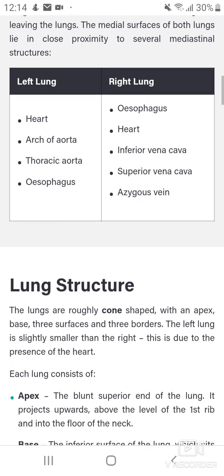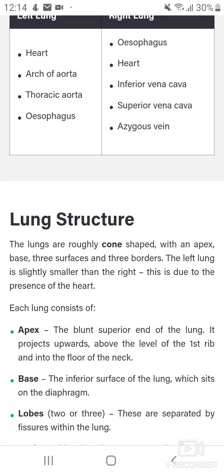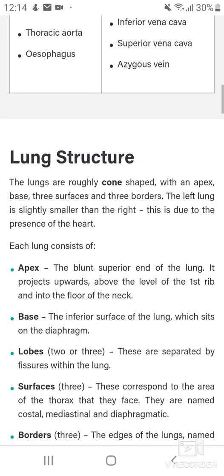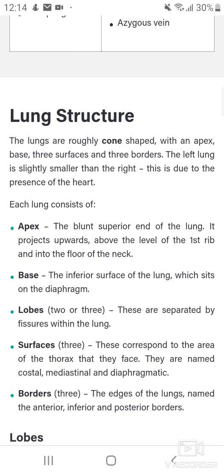Next, we are discussing lung structure. The lungs are roughly cone shaped with an apex, base, 3 surfaces and 3 borders. The left lung is slightly smaller than the right. This is due to the presence of the heart. Each lung consists of apex, base, lobes, surfaces, and borders.